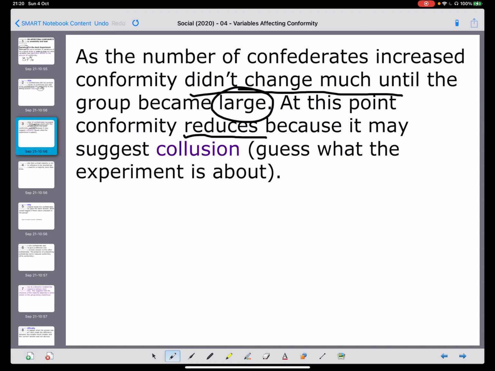And it says here, because they suggest that collusion was going on. So in other words, when the group was too big, and of course we got person after person who's a Confederate saying, no, I think it's line B, it's line B, it's line B. Keep on going. Then the participant thinks, hang on, something's funny going on here. And that's what collusion is. You think that they are colluding against you. And at that point, that's when conformity would drop.